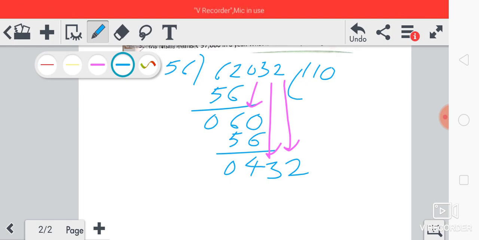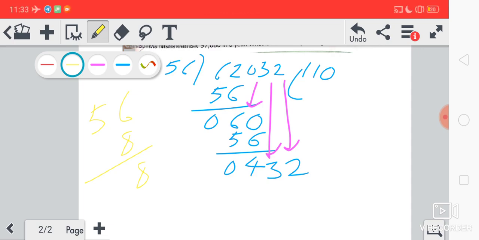Now 56, and here it is 432. So 56 we have to multiply by how much? 8 times. 8 6s are 48, 8 5s are 40, and 4 is 44. It is becoming 448, which is more than 432. So we have to take 7 times, because in 8 times we are getting more. So we will take 56 into 7. So 7 6s are 42, 4 carried, 7 5s are 35, and 4 is 39. So we will get 392 here.